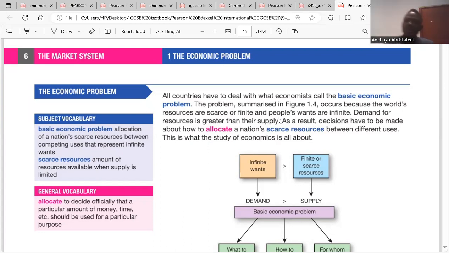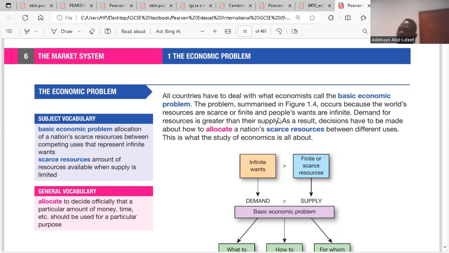Exactly. So when you talk about the basic economic problem, we're talking about how scarce resources have to be used between us. The resources are scarce, right? Because they are scarce, the problem is how do we use them? How do we allocate them? That is the basic economic problem. So the basic economic problem is about how resources should be allocated.